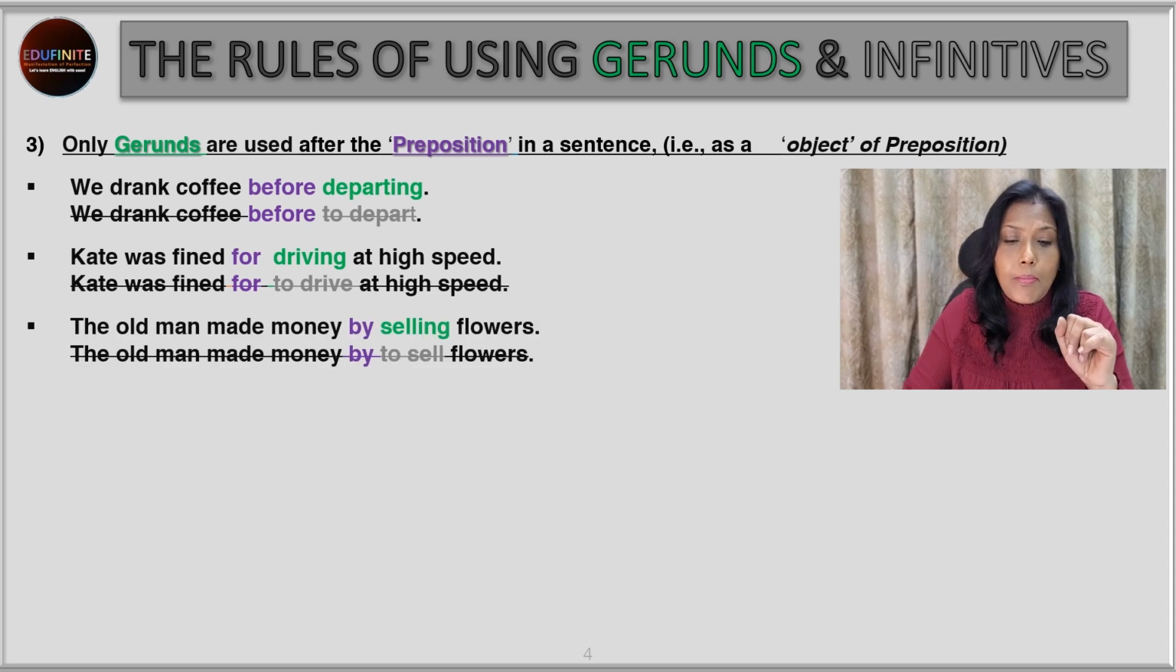Next, the old man made money by selling flowers. Again, by is the preposition, so after that we've used the gerund form selling flowers. We can never say the old man made money by to sell flowers.